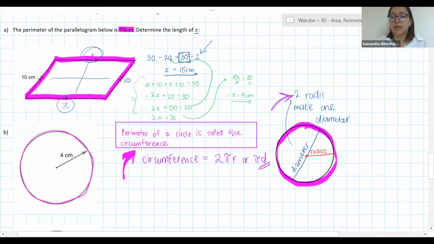So either formula is absolutely fine. Either 2 pi r or pi d will get you the circumference of the circle, because essentially they mean exactly the same thing. Right, now I'm going to try to show you how to do this on a calculator.